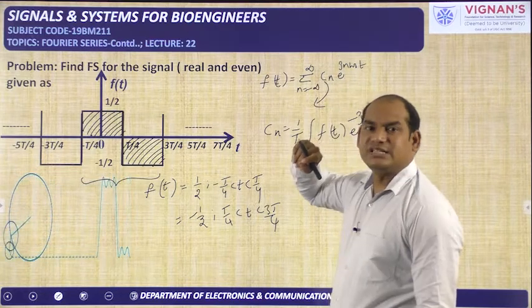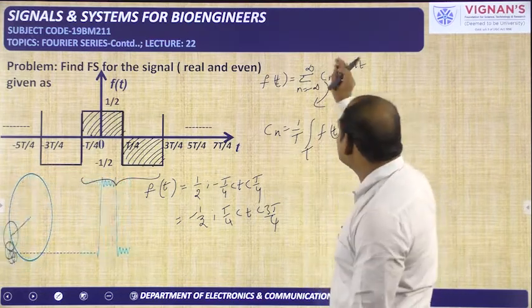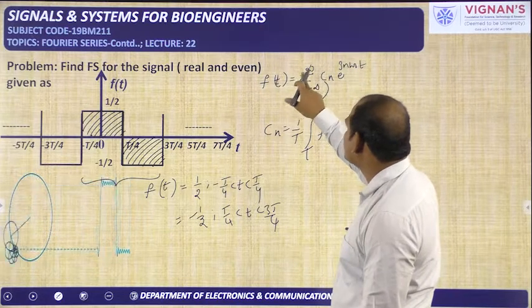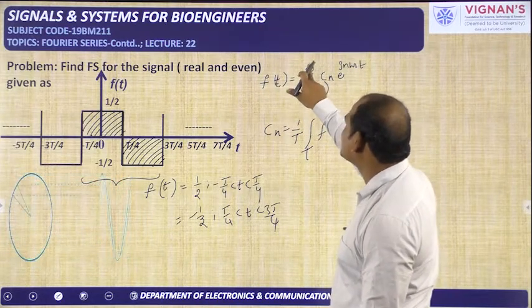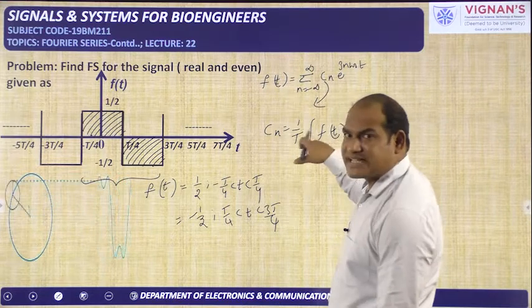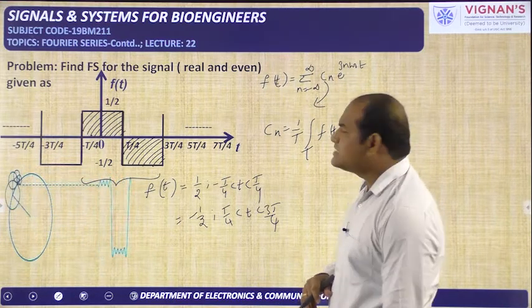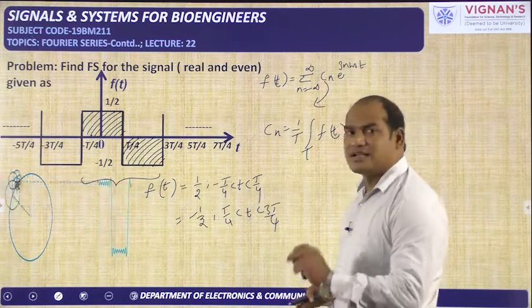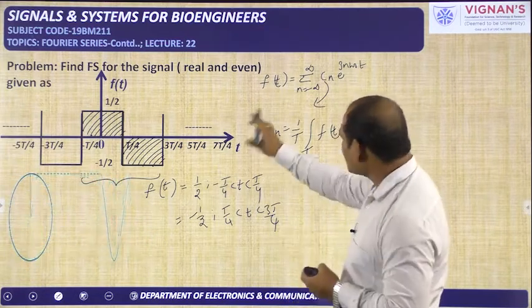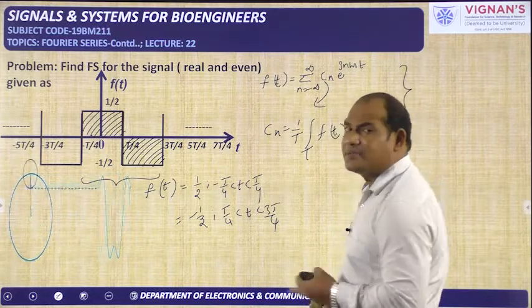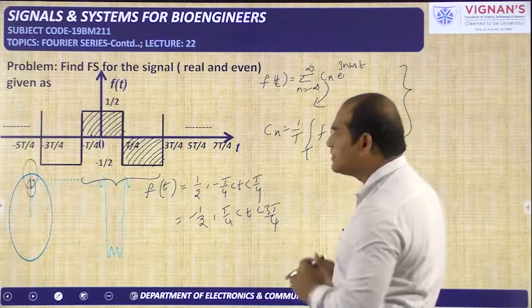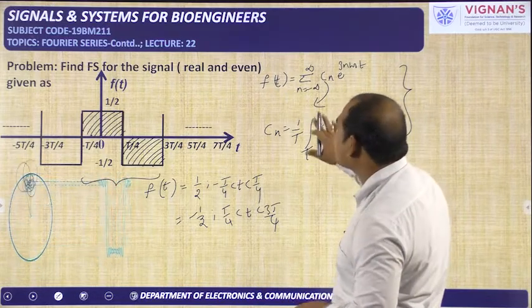For example, Cn is equal to n by pi, you are getting. Substitute here. That means sigma n from minus infinity to plus infinity, the Cn value from this expression, we got n by pi into e power j n omega naught t. That is the exponential Fourier series. This is the way of doing the problem without using any property. By using the simple formulas we can do it like this. But this is the actual method.